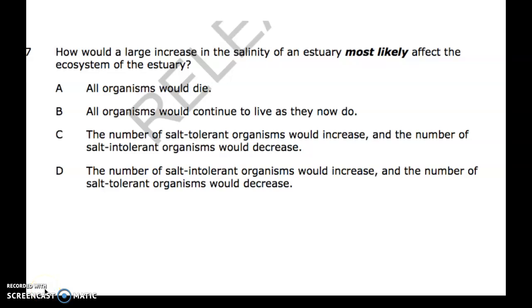All right, welcome. We're going to start off with some practice EOC questions. Here's the first one. The ones I'm going to present to you right now are all ones that you have seen or we've done the lessons for, so you should have a general idea of what the answer is.